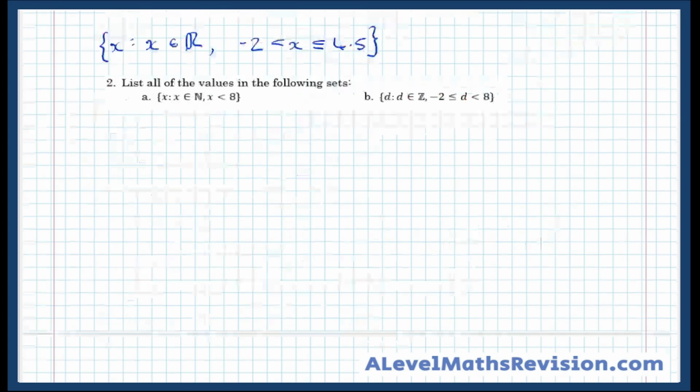Up to you. So further applying this now, it says list all of the values in the following sets. So this is expressing to us that it's the set of all x values such that x is a natural number, i.e. an integer bigger than or equal to 1, but x is less than 8. So all integers that are positive, because that's what N means, but less than 8.